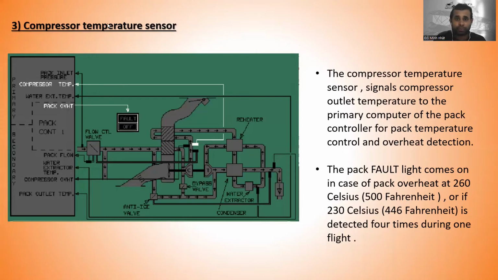So remember, the pack 4 light comes on in case of pack overheat at 260 Celsius or equal to 500 Fahrenheit, or if 230 Celsius or 446 Fahrenheit is detected 4 times during one flight, right? So you remember, the pack overheat 4 lights will come on in case the pack is overheated at 260 Celsius, or if 230 Celsius is detected 4 times during one flight. This is a pack overheat.